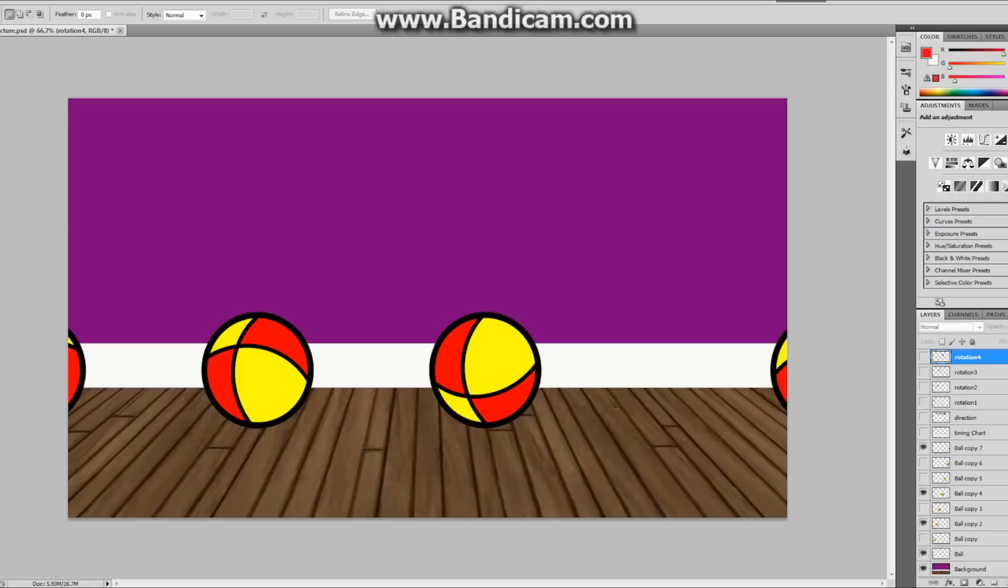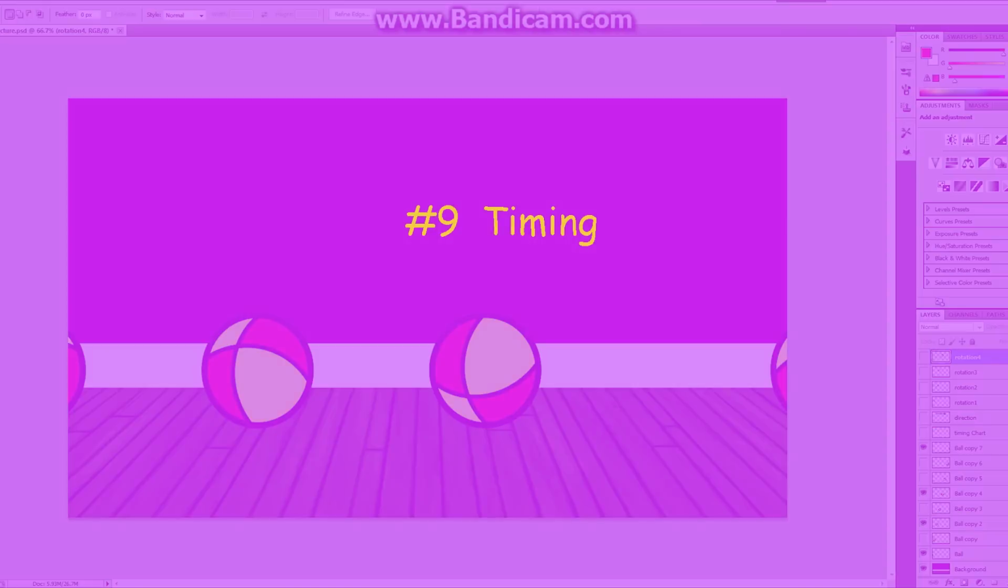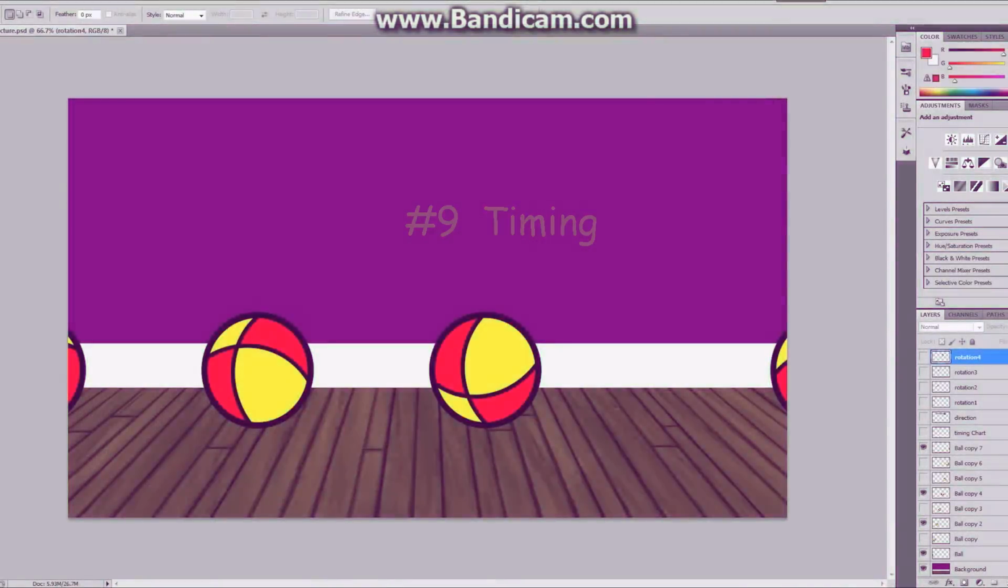Now I want to talk a little bit about timing. The second concept we're going to take a look at today is principle number 9, timing. Originally, if you go back to The Illusion of Life and see what they said about it, the original way they described it was: the personality and nature of an animation is greatly affected by the number of frames inserted between each main action.